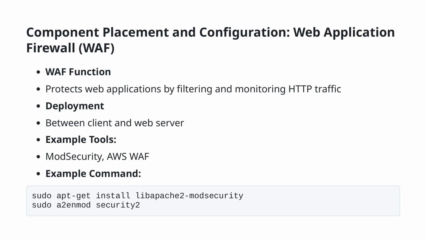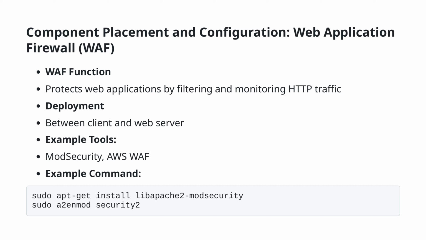This helps in preventing various web-based attacks such as SQL injection, cross-site scripting, and other threats that could compromise the security of the web application. In terms of deployment, a WAF is positioned between the client and the web server. This intermediary placement allows the WAF to inspect incoming requests and outgoing responses, ensuring that malicious traffic is intercepted before it can reach the web server.